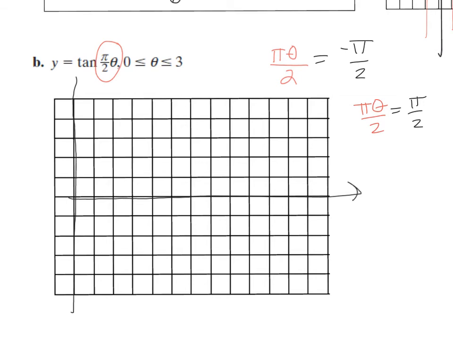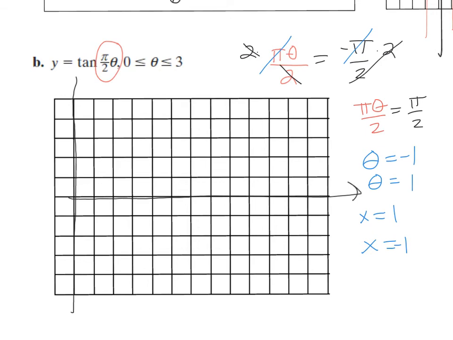So in this case, if I solve for theta, I'm going to multiply both sides by 2. So this would cancel out and these would cancel out. And then I'm going to divide both sides by pi. So you'll have x, or theta, equals -1, and over here it will be +1. So what that means is that you're going to have vertical asymptotes at x equals 1 and x equals -1.